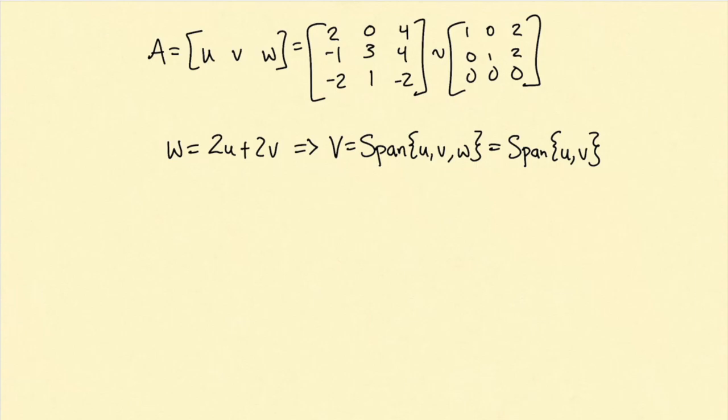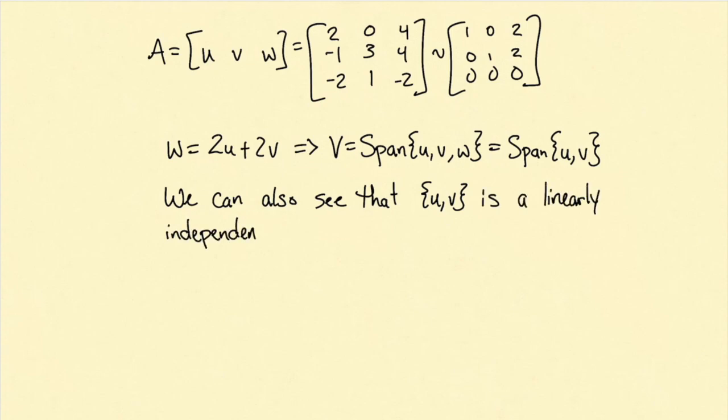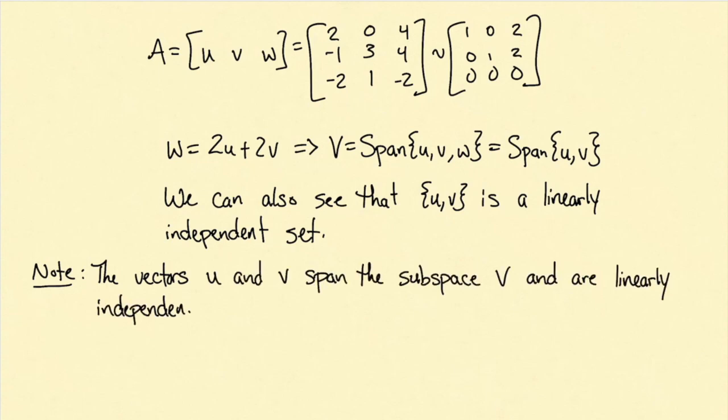The reduced row echelon form of the matrix also tells us that the columns corresponding to U and V have a pivot position. Since both of these columns have a pivot position, we know that the vectors U and V are linearly independent. So we note here that these 2 vectors, U and V, actually span the subspace V and are linearly independent. If, for example, V were equal to R2, we would claim that these vectors U and V were a basis.